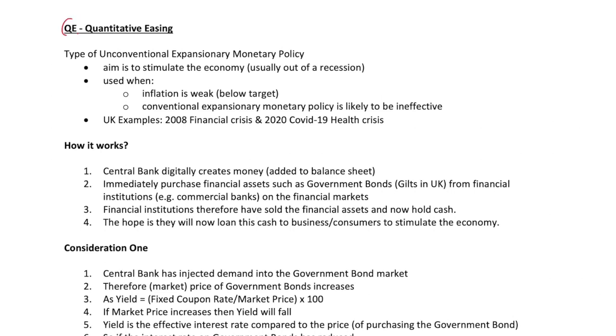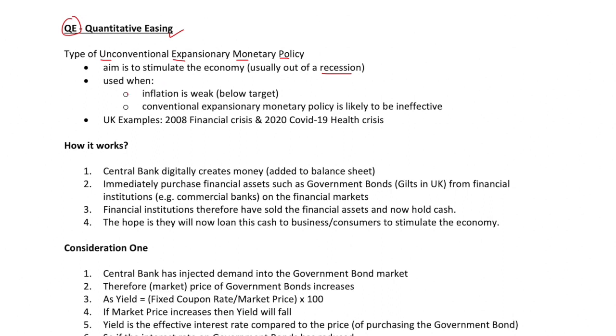Let's have a session on QE. So QE stands for quantitative easing. Things to know: it's a type of unconventional expansionary monetary policy, of course, and the aim is to stimulate the economy. It's usually used to stimulate the economy out of a recession.